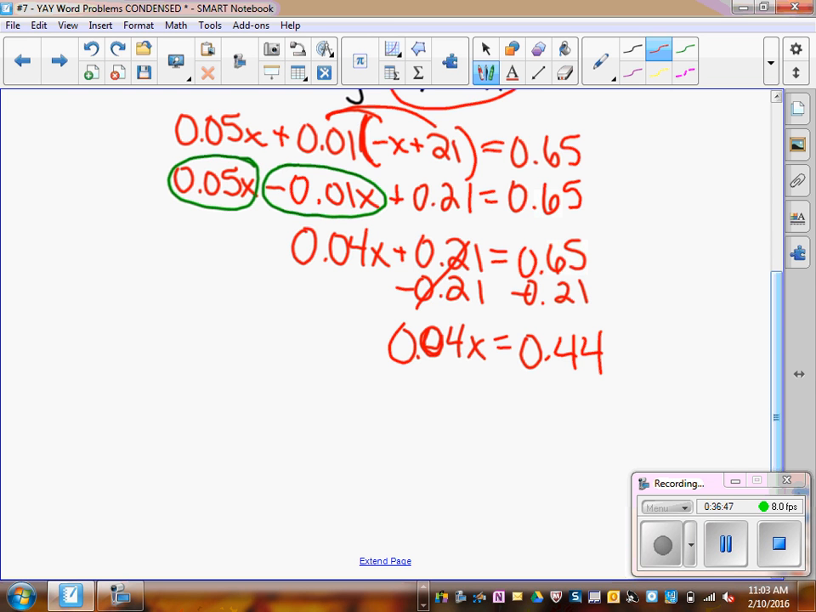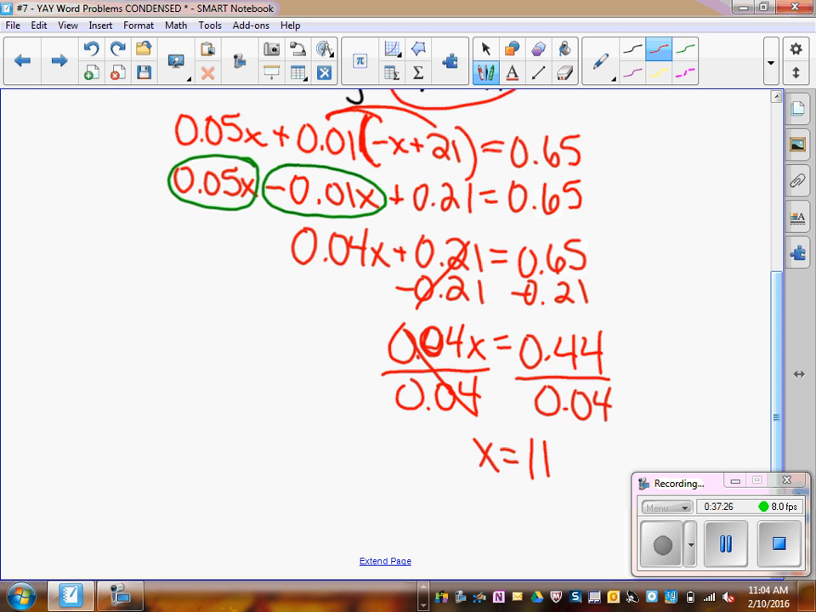And then Abdul, what's my last step here? Very good, divide. So what's 0.44 divided by 0.04? You got 11? Okay. I was hoping we'd get a nice whole number because there are so many decimals in them. Alright. Now that we know x is 11, how do we find y? Plug it in.